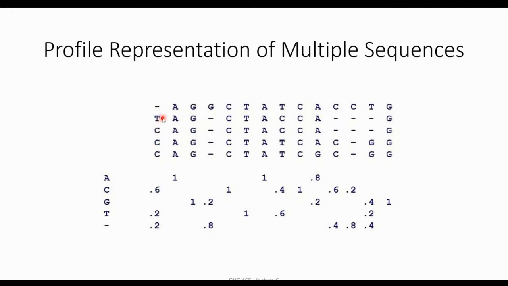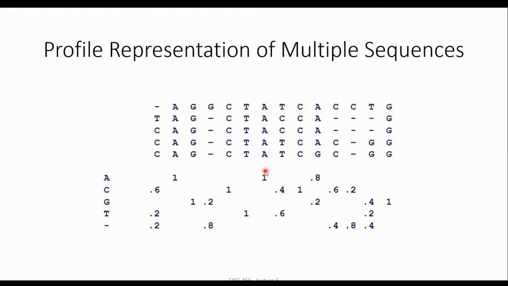And for T, I see 1 of them. So 1 over 5, it is 20%. And I see also 1 over 5 gap here. So altogether, their summation should be equal to 1. So this is a probability distribution. We will talk about it. So 60%, 20%, 20%. And here for the second position, I see all of them are A. So A for the second position, 100% of the time I can see that.